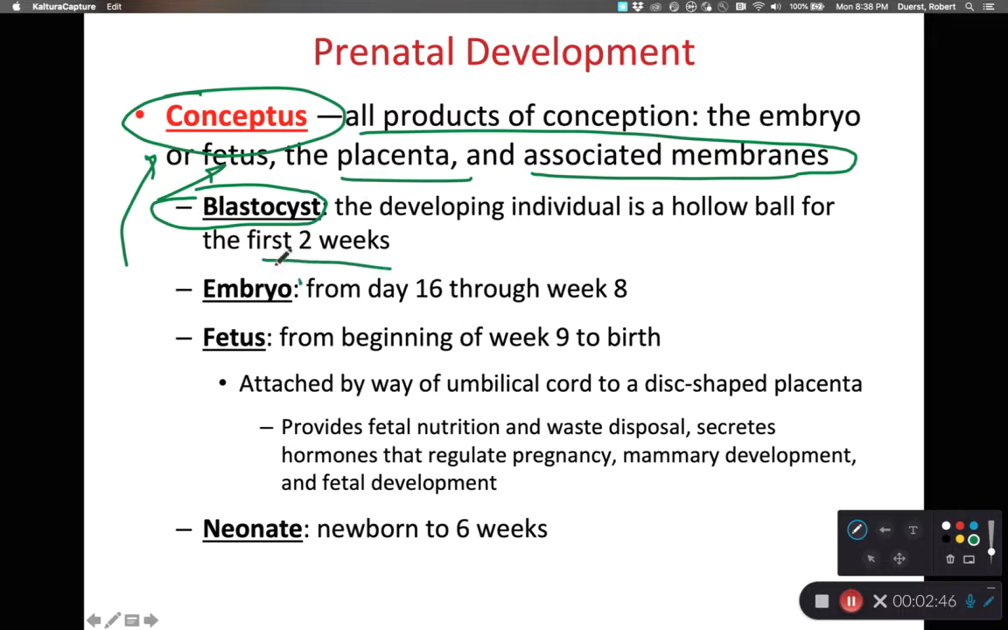Then we're going to have an embryo, and an embryo is from day 16 after fertilization through week 8 after fertilization. After 8 weeks, the embryo is recategorized as a fetus, and it's going to be a fetus until it is born. After birth, the baby is called a neonate. Neo meaning new. That's going to be a newborn child from the date of birth to 6 weeks of age.